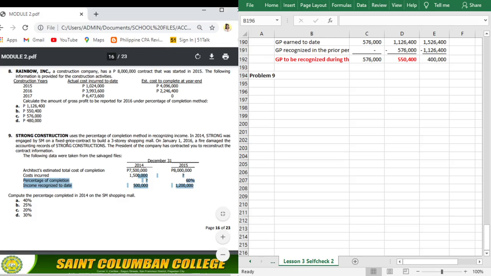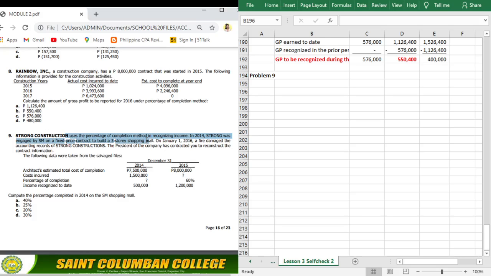Okay? So, Strong Construction uses the percentage of completion method in recognizing income. In 2014, Strong was engaged by SM on a fixed price contract to build a 3-story shopping mall. On January 1, 2016, a fire damaged the accounting records of Strong Constructions. The president of the company has contracted you to reconstruct the contract information. The following data were taken from the salvage files.